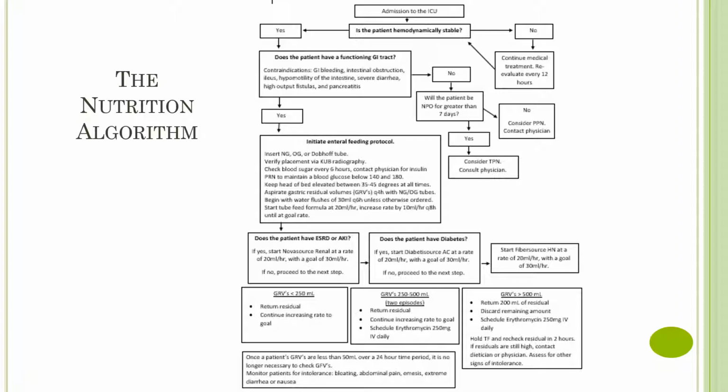And at the bottom of the algorithm, it talks about the gastric residual values, and at what point do we hold tube feedings: when the gastric residual value is greater than 500, and at that point, you would return 200 mils of the residual and disregard the rest. Then you would hold the tube feedings and recheck the residuals in 2 hours and repeat if you need to. If they continue to remain high, then you would contact the dietitian or physician at that point.